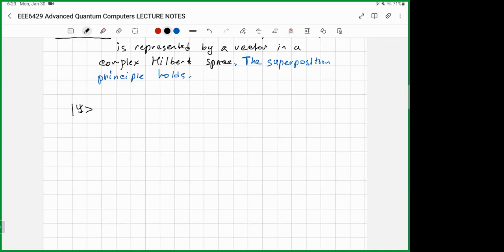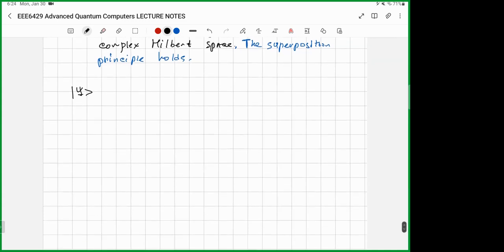But at the same time, quantum mechanics is all based on this concept of the state vector, this psi state vector, and we don't know what it is. So this is basically the way we describe a quantum system.